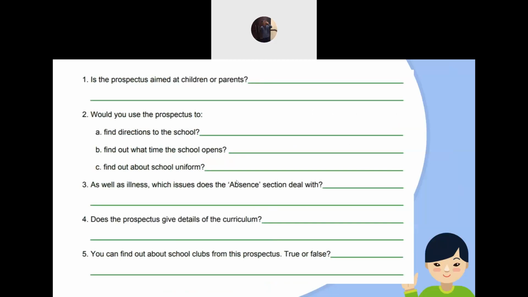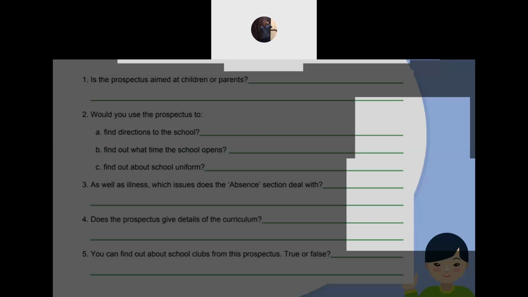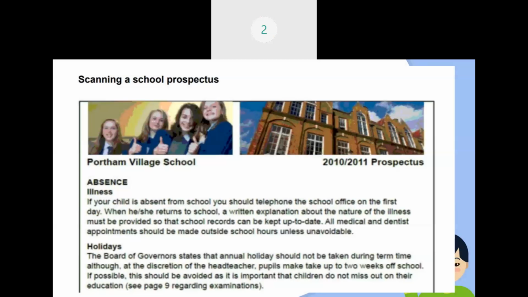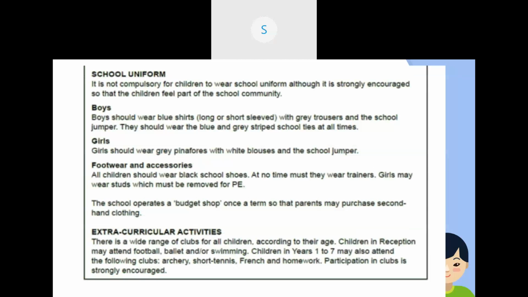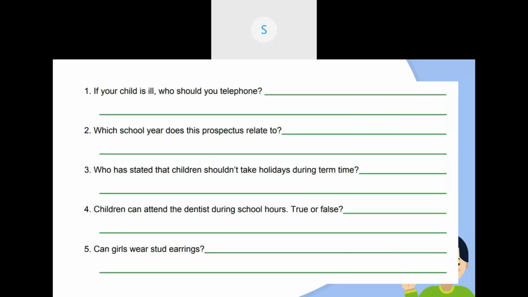Okay. So now this is the question. Okay, scanning. Look at the first question here. If your child is ill, who should you telephone? Usually when you scan, we will look at the question first and only then look at the text. Now these are the 5 questions that we are going to look at today. The first question: if your child is ill, who should you telephone?